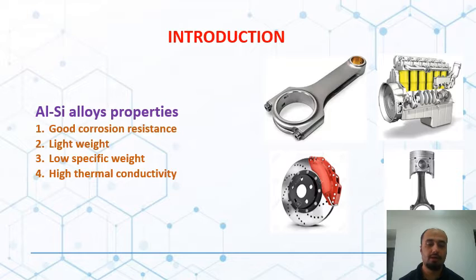Aluminium alloys are used in the automotive industry. This is because they are lightweight, which reduces fuel consumption. Aluminium alloy properties include good corrosion resistance, lightweight, low specific weight, and high thermal conductivity, and it is also used in applications like pistons, brake discs, engines, and so on.